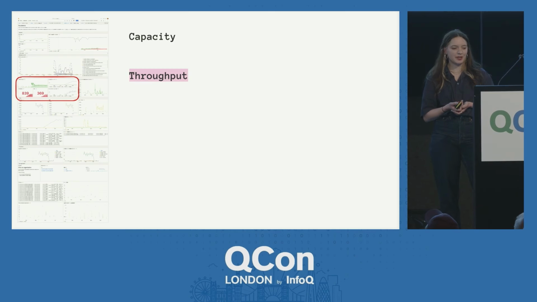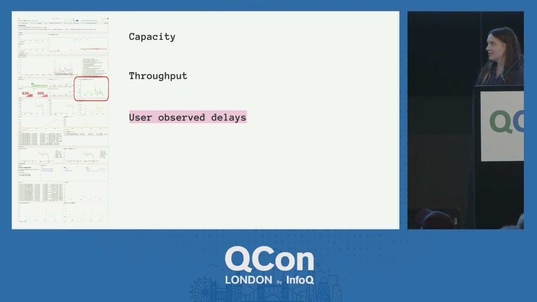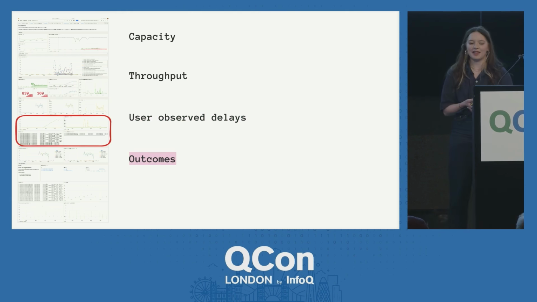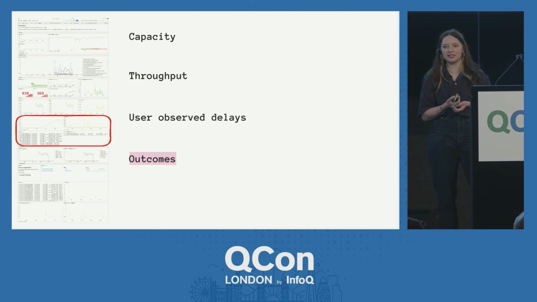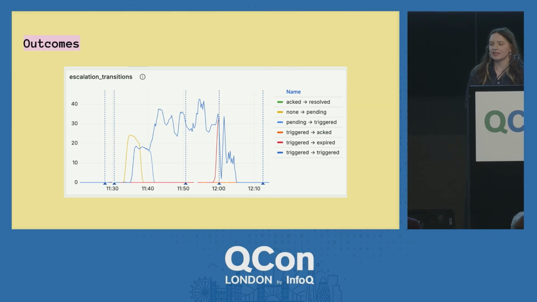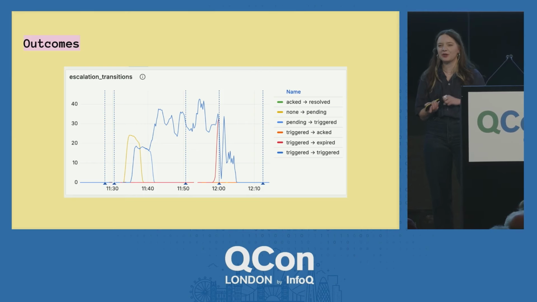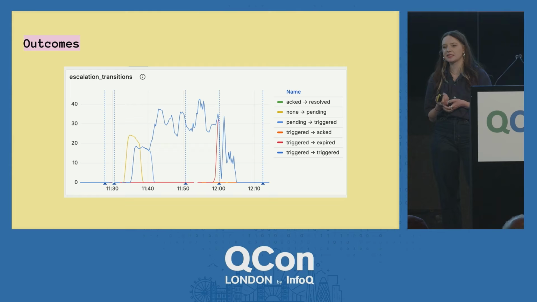Next is throughput, so how much are we processing and how quickly. Then user-observed delays, so when an alert fires, how long is it until I get paged? And then outcome, so what's actually going on with my escalations internally. And this is way more granular than success or error, so I want to know what type of actions my system is taking and what's actually happening to the data internally.